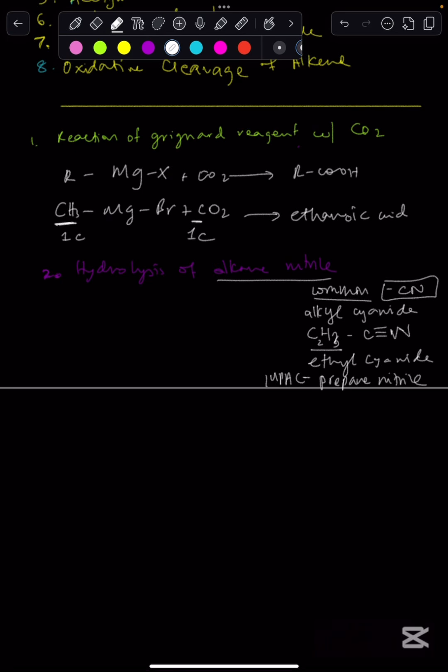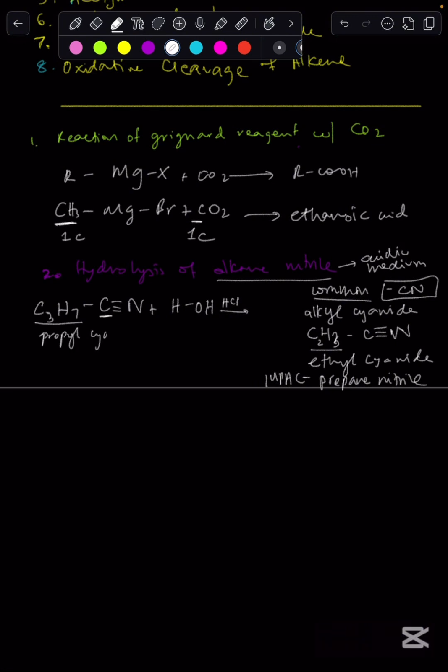Now let's take an alkane nitrile, C triple bond N, and then we react it with water in the presence of HCl. So it occurs in acidic medium. What we'll get is the IUPAC naming. So what is the common naming of it? What if on the exam the common naming is present? The common naming is propyl cyanide, or butane nitrile. What's going to form is butanoic acid.